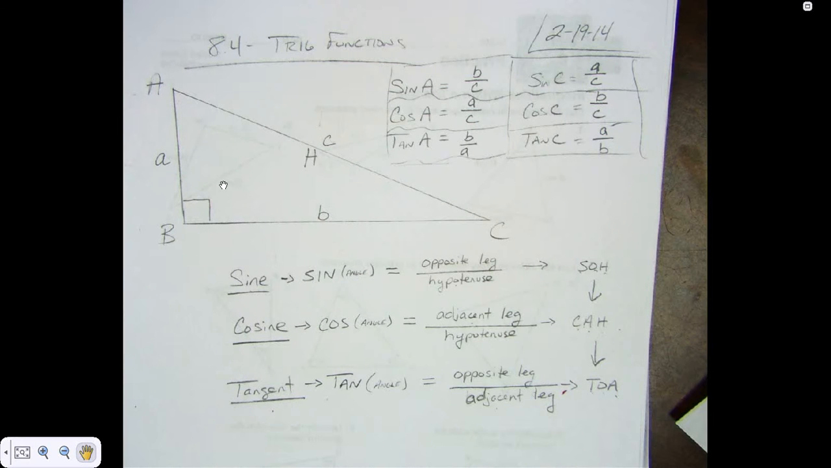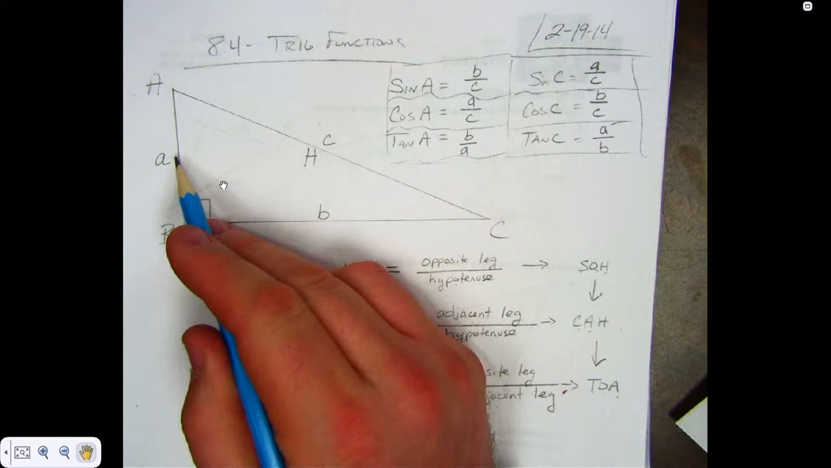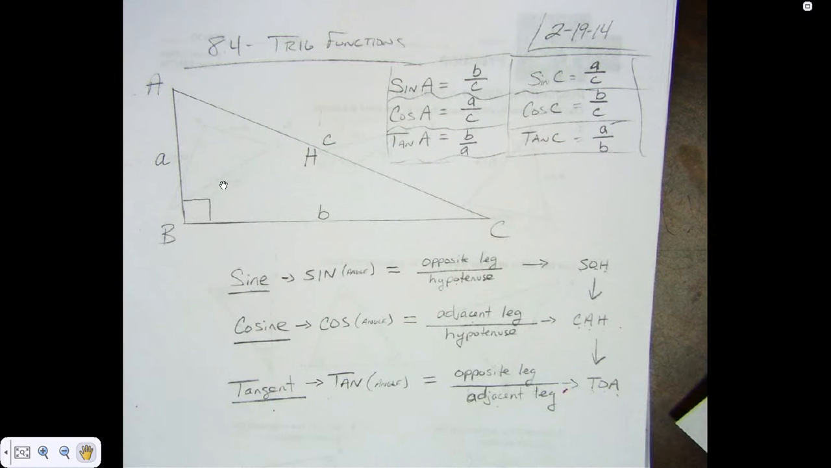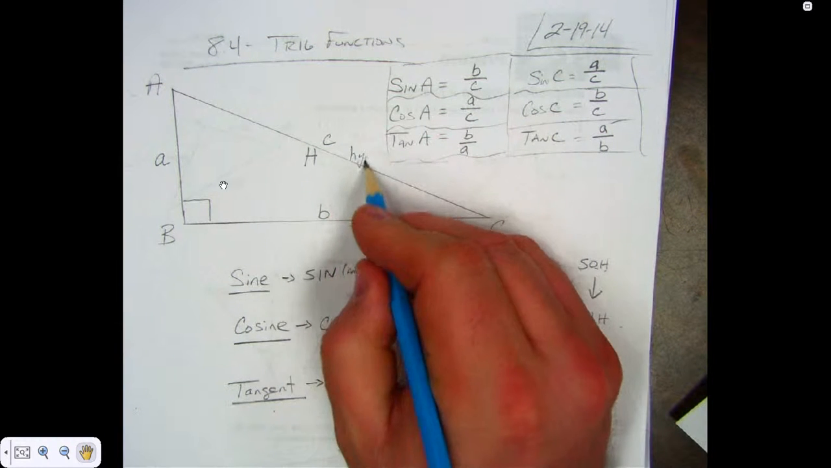Is the adjacent always to the left? No. It was to the right of this one from, what did we just talk about? Perspective. So should you worry about right or left, probably? No. Adjacent means beside, right? So why couldn't it be C? Because what is this called? Well, that's not a button. That's not a leg.